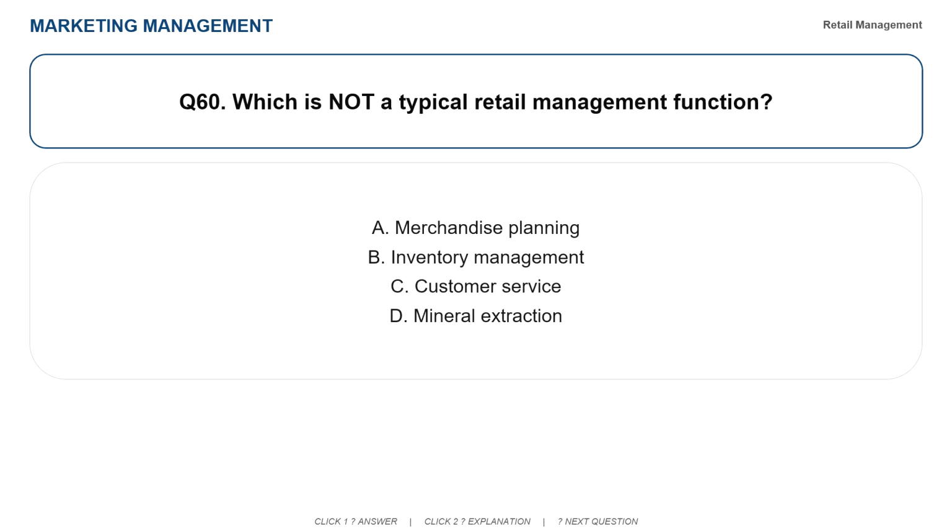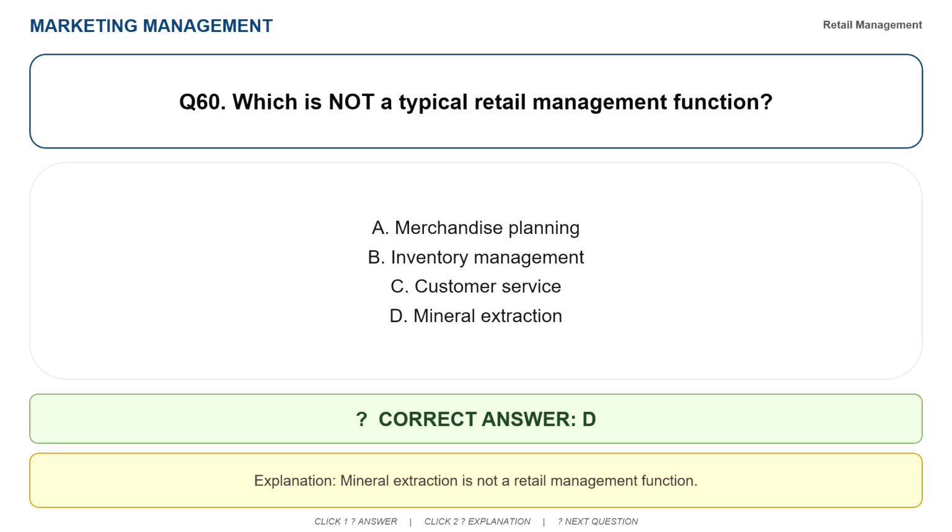Question 60. Which is not a typical retail management function? Option A, merchandise planning. Option B, inventory management. Option C, customer service. Option D, mineral extraction. The correct answer is D. Explanation. Mineral extraction is not a retail management function.